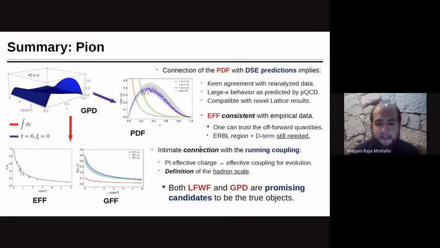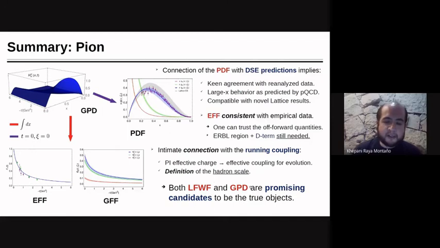An important point here is that we have made an important connection with the running coupling. The process-independent charge of QCD gives the idea to define the effective coupling for evolution, and at the same time, it provides a definition for the hadron scale. So this is a scale that is not tuned to produce any set of results. This is very important.